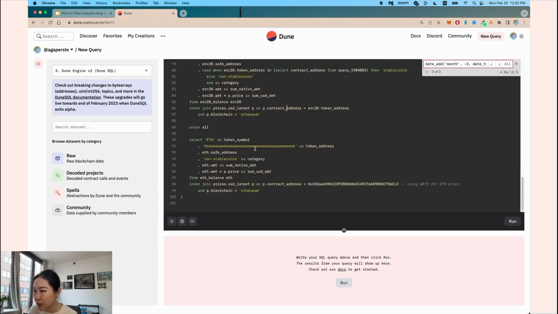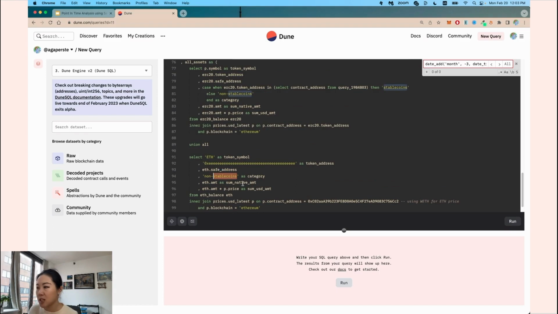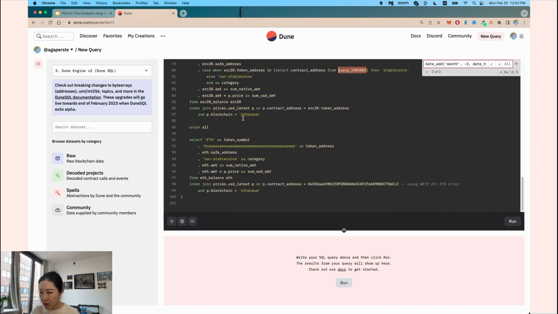For ETH, we treat it a little bit differently. We're going to use wrapped ETH as the price for ETH and then assign placeholder 0xEE as our token address and ETH as our symbol. We also know for sure that ETH is a non-stable coin, and then here we leverage on a different query to find whether the particular token is a stable coin or not. That is our all tokens.